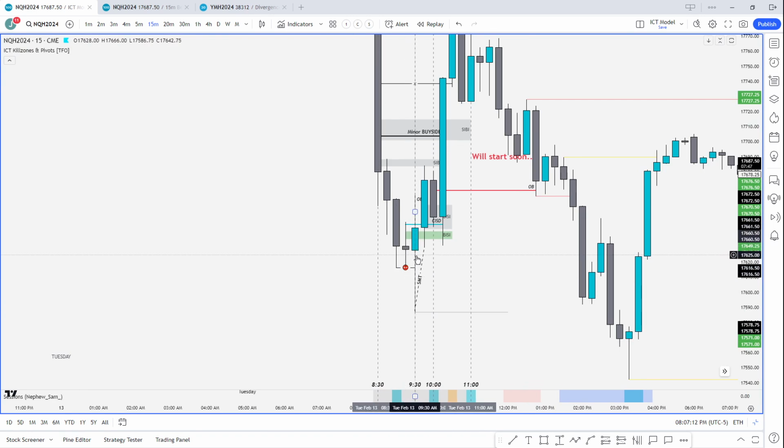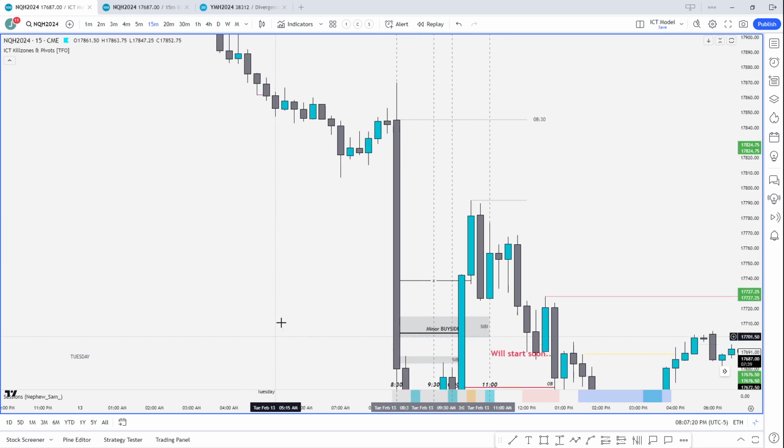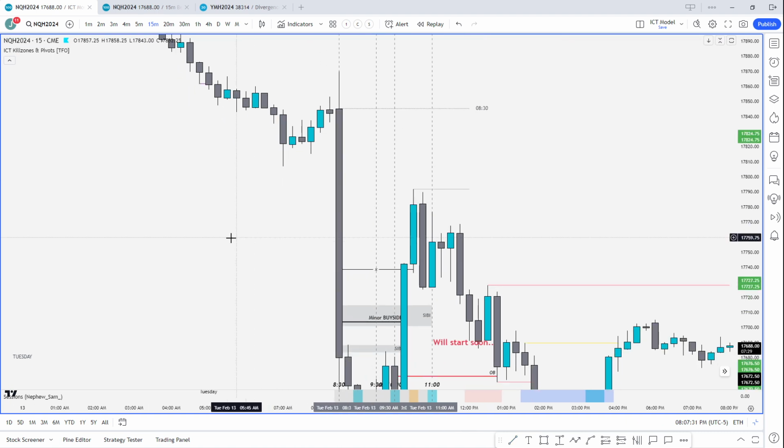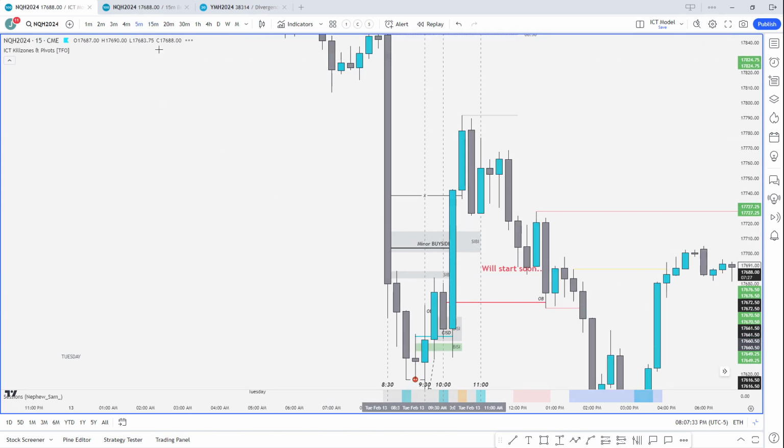Relative equal lows, dips below, sweeps it out, and then closes back above the sell side there. Same thing here. If we have buy side like this, you want to see it sweep it and then close back below. But looking for that at specific times, let me drop to 5 minute.